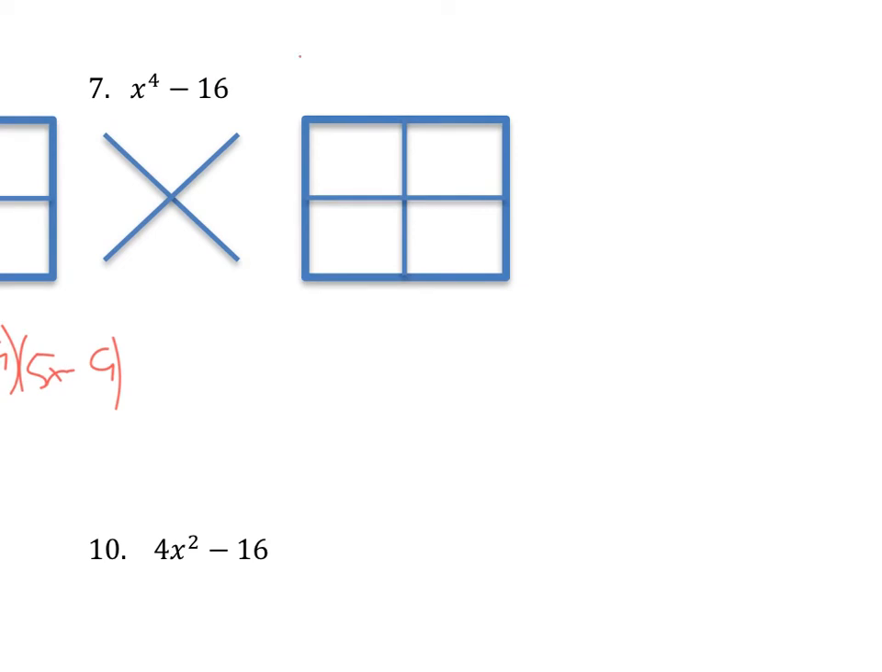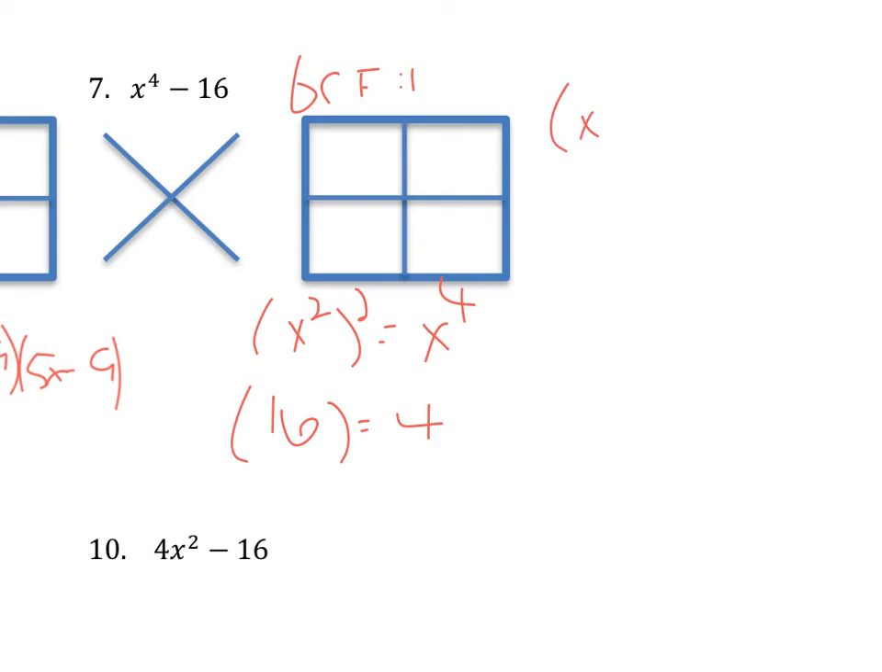All right, again, GCF is just 1, so there's really no GCF. And so as we look at this, what squares to give us x to the 4th? Well, in this case, it becomes x squared. And then what squares to give us 16? Well, that's 4. So then we get x squared and 4, and x squared and 4 make one positive, one negative.